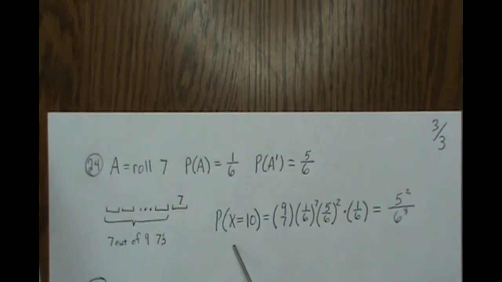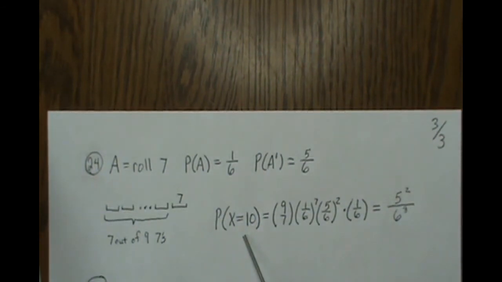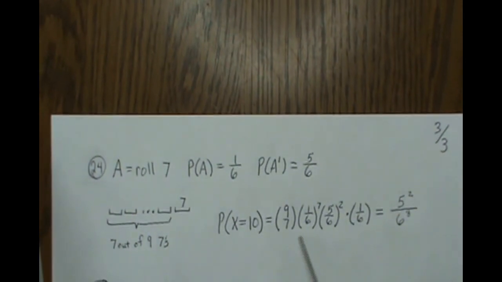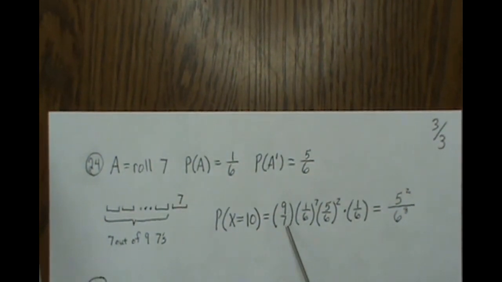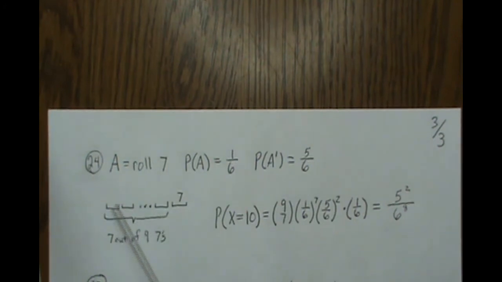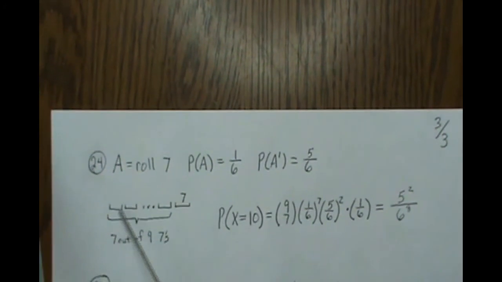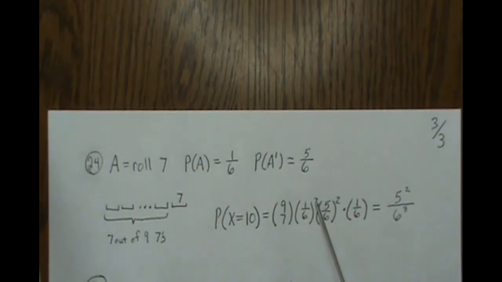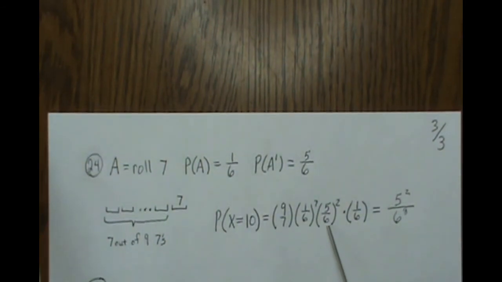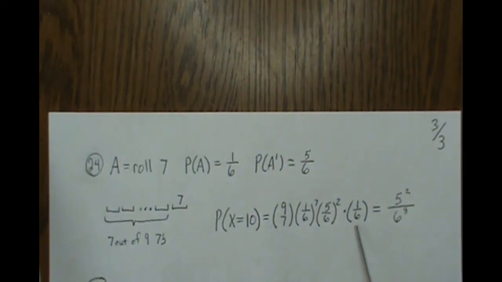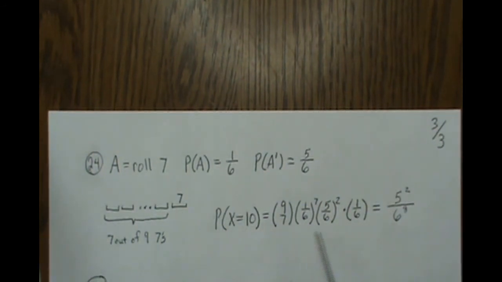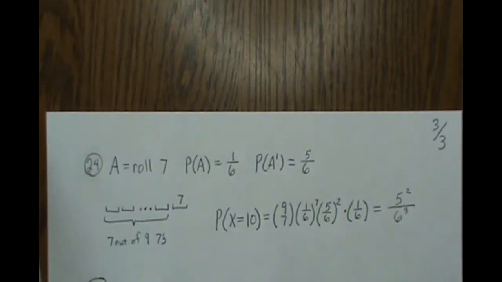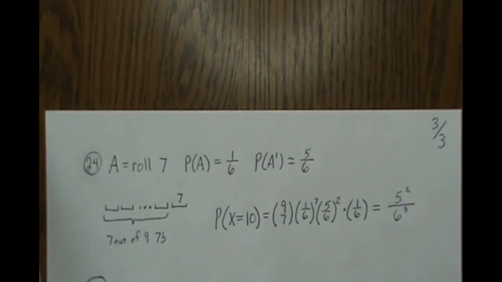So the probability that X is 10 is this: 9 choose 7. That's how many different ways you could mix these up and have 7 sevens. The probability of rolling a 7 is 1/6, and we want 7 of them. The probability of not is 5/6, to the 2. And then this represents the probability on the 10th roll. Then you simplify that and you get 5 squared over 6 to the 8.